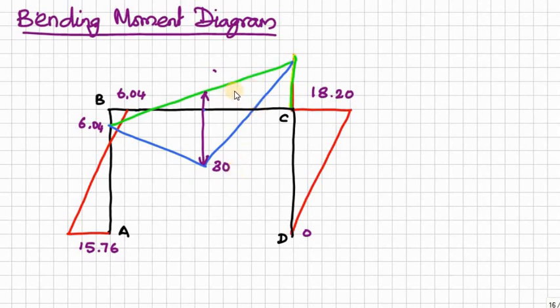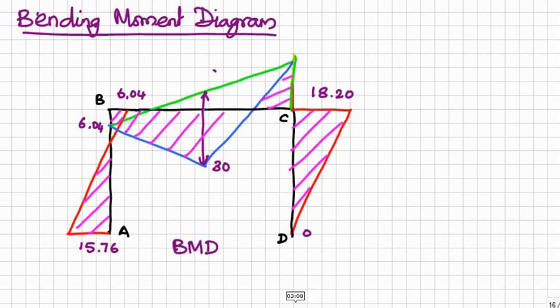But this portion gets cancelled. Okay, we have only this portion. I will show you using pink color. So this is the bending moment. This is also included. So this portion gets cancelled. So this hatched area is the actual bending moment diagram. Okay, this is the end of this session.